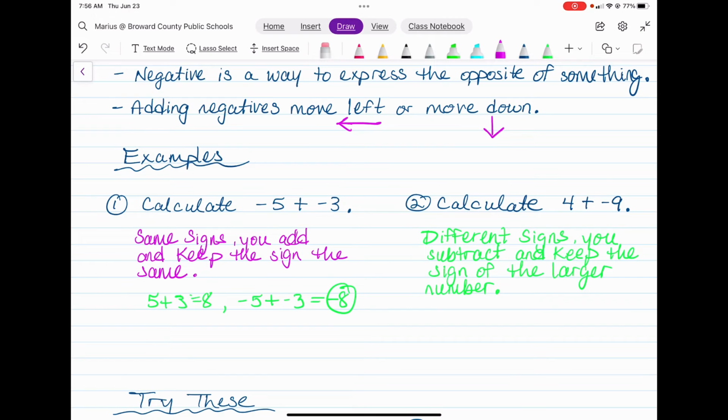Now, let's take a look at number 2. Number 2 reads, calculate 4 plus -9. Well, when the signs are different, you subtract and you keep the sign of the larger number. The 4 is positive and the 9 is negative. So the first thing we want to do, because their signs are different, is subtract. If we do 9 minus 4, that equals 5. However, we have to keep the sign of the larger number. The larger number is the -9. So our final answer for 4 plus -9 is equal to -5, because we're keeping the sign of the larger number.